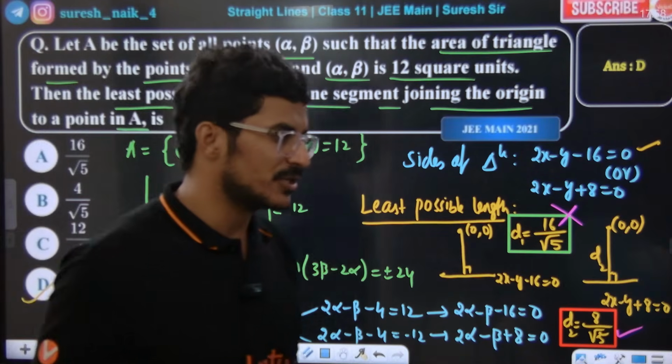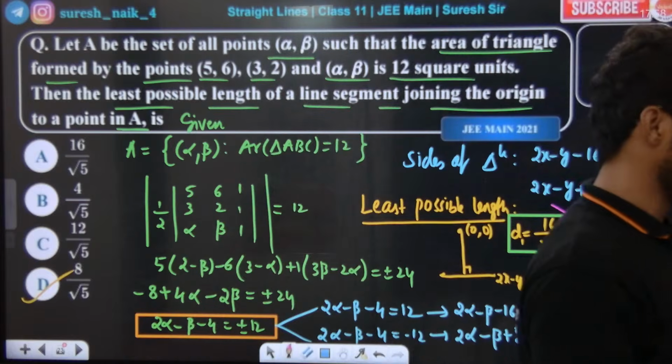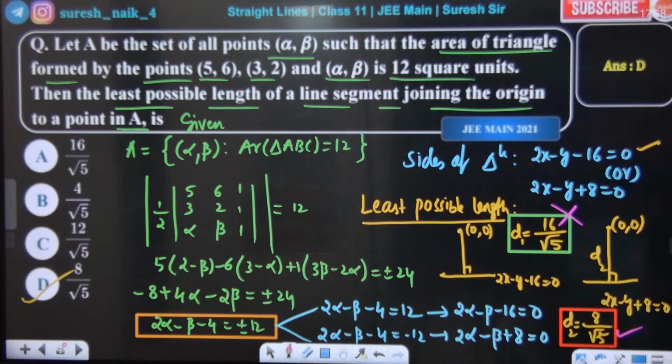Sarvanan ji, good evening ji, good evening, good evening, good evening. So minus 8 is missing. Where minus 8 is missing, man? Yes or no?